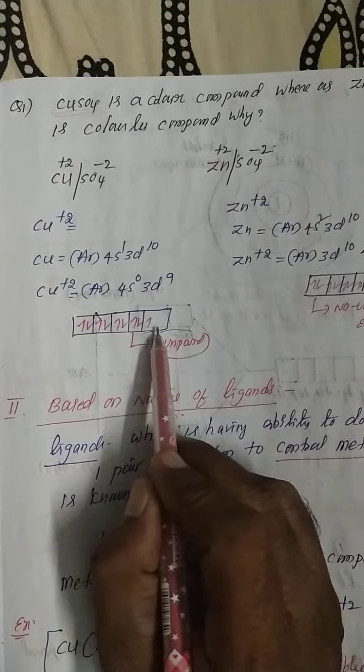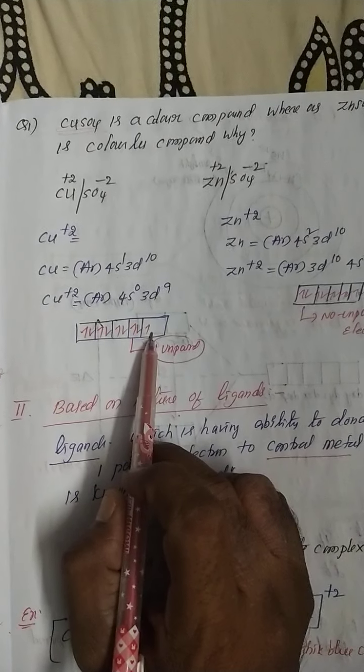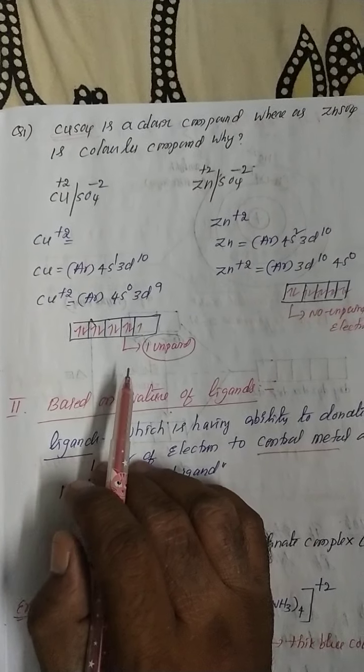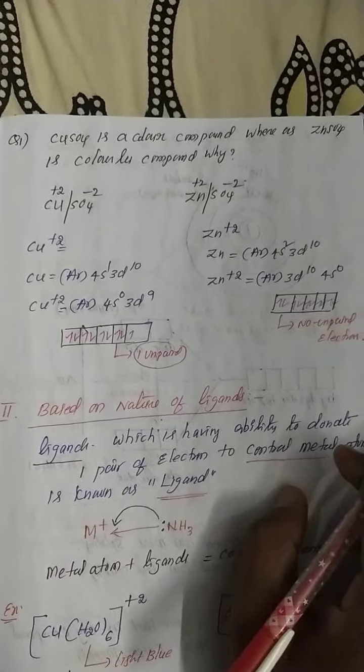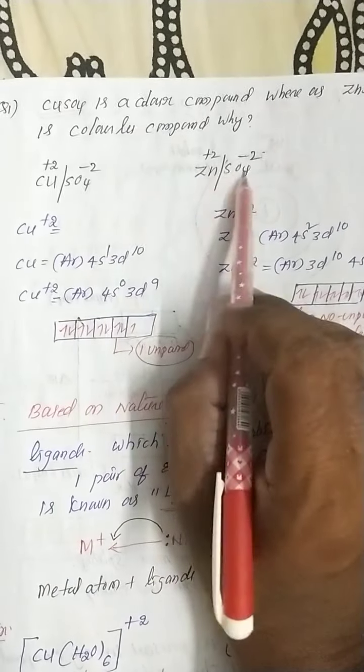4s0 3d9 means how many unpaired electrons are there? 1 unpaired electron is there. If there is 1 unpaired electron, definitely they are showing the color property. What kind of color property? Blue color property.